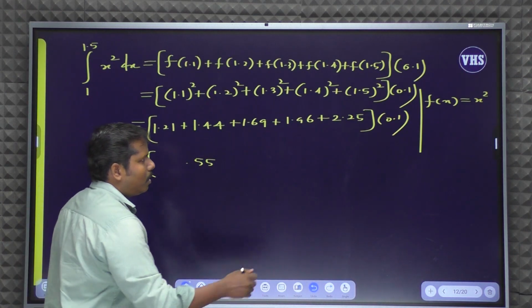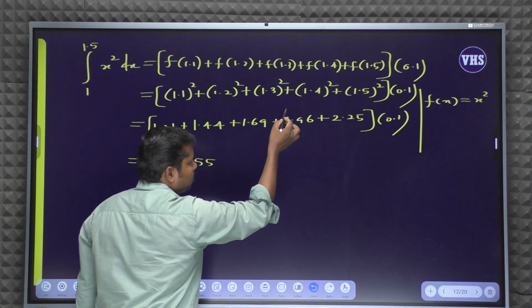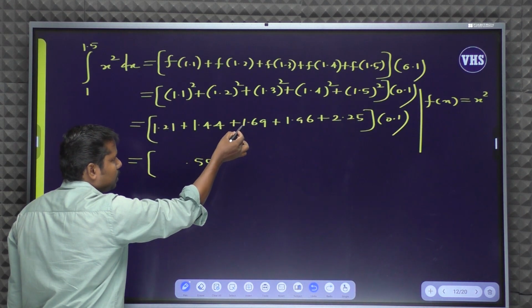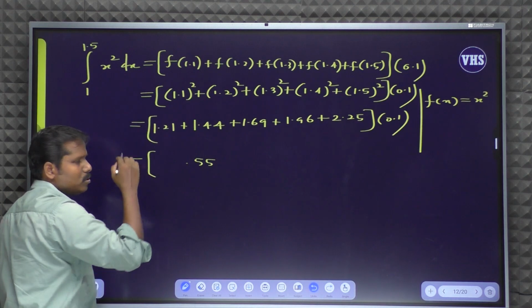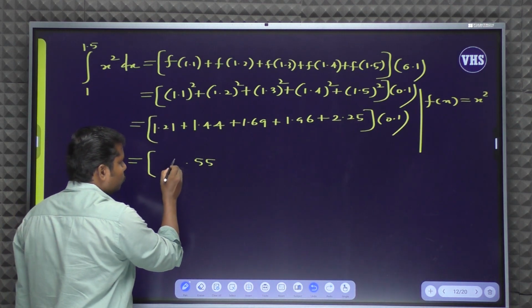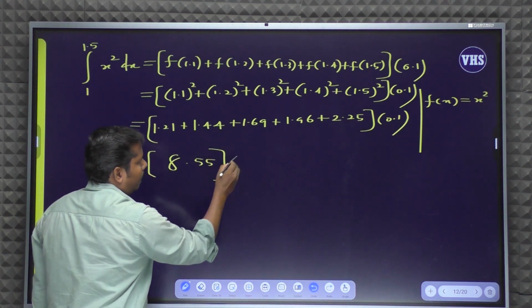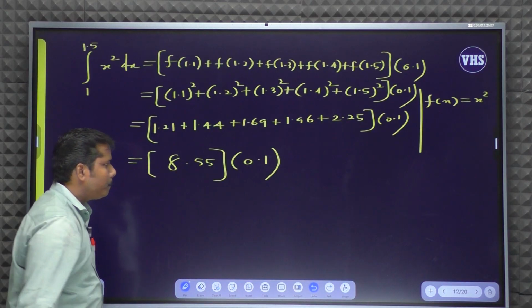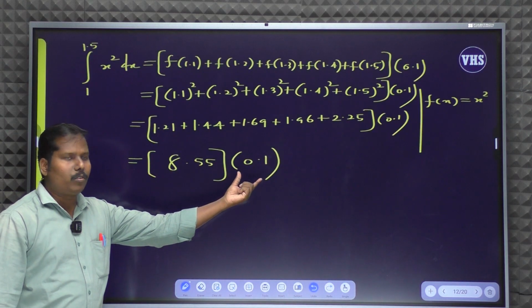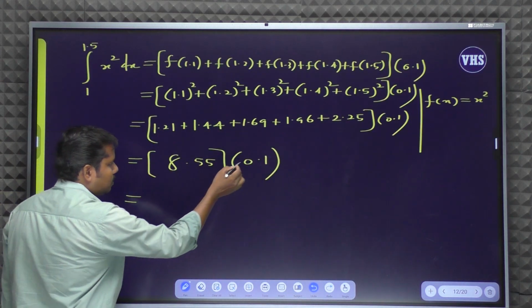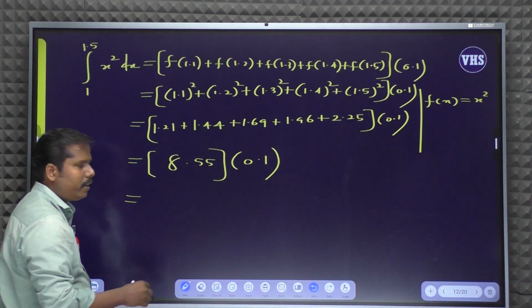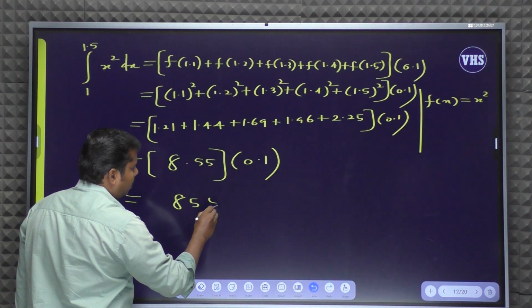Again 2 balance. 2 plus 2, 4. 4 plus 1, 5. 5 plus 1, 6. 6 plus 1, 7. 7 plus 1, 8. So you are getting the total to be 8.55 into 0.1. And you should multiply this quantity by 0.1. You simply take 1 into 855. 855 will come up.